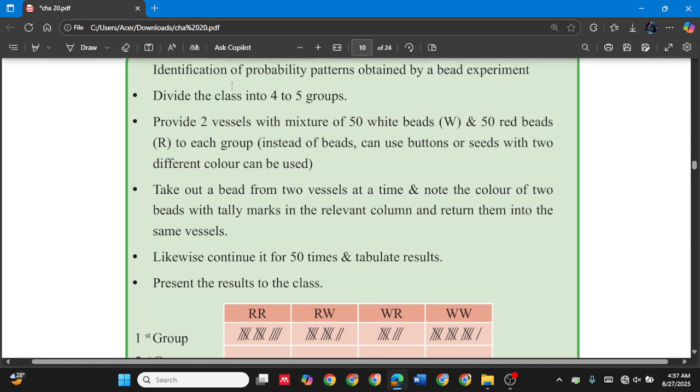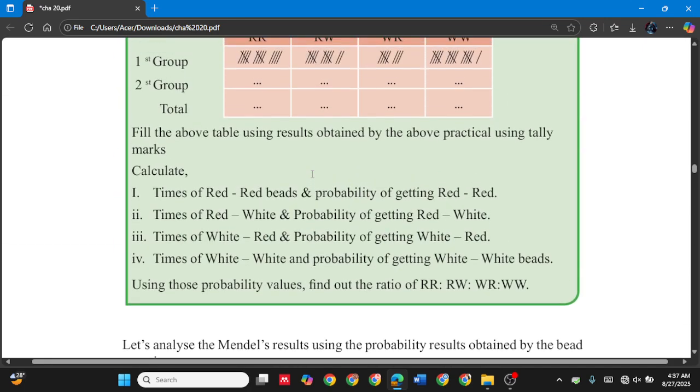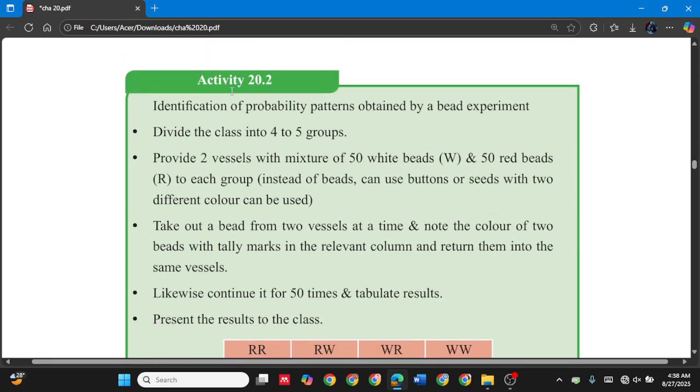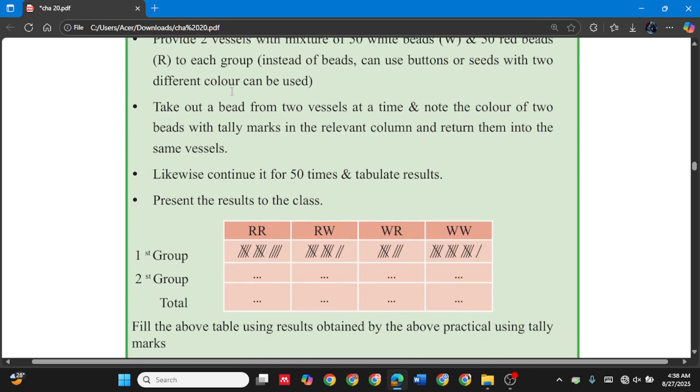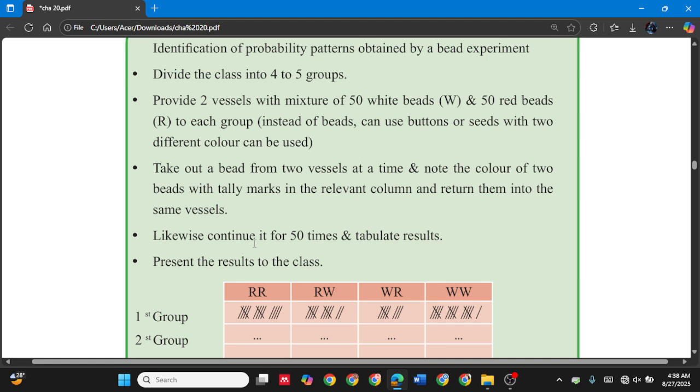Here the class was divided into 4 to 5 groups. Each group is provided 2 vessels with mixtures of 50 white and 50 red, the same number of each. Then take out a bead from the 2 vessels at a time and note the color of the 2 beads with tally marks in the relevant column, and return them into the same vessel.